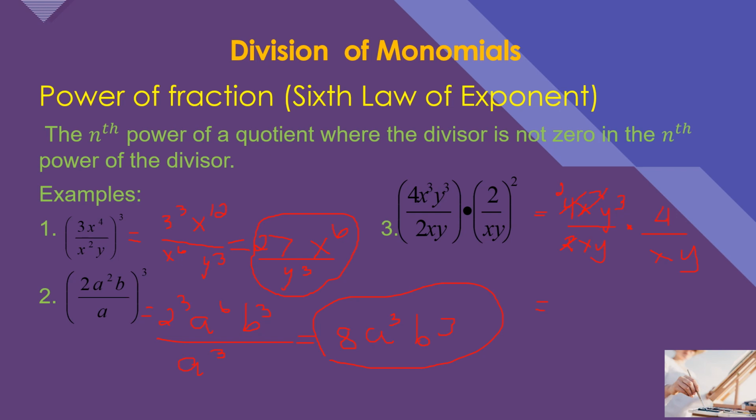Then we can cancel this. This will become x squared, and also we can cancel this. It's y squared. So just remember, we still subtract because of this. So x only. The same also here, so y only. So 2 times 4 is equal to 8xy. Okay, it's 8xy. That is it.